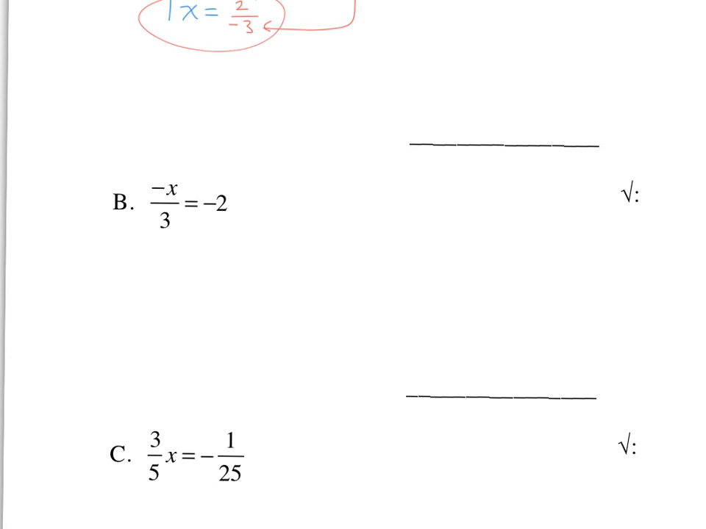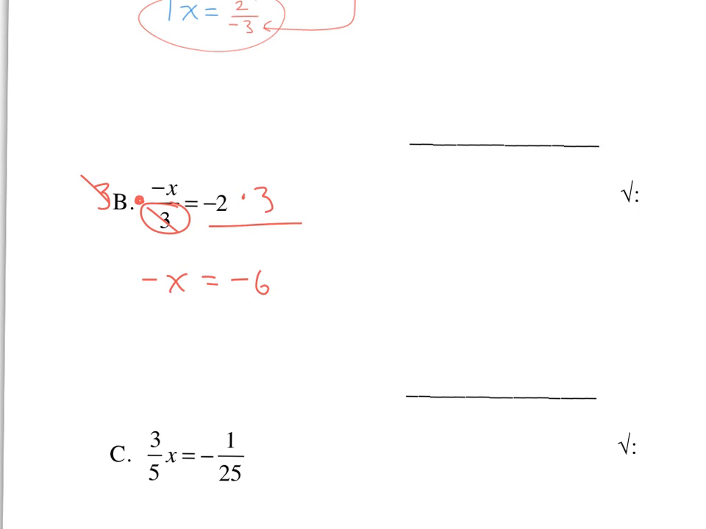Maria, what do you think? You have to multiply by 3. Okay, she says the opposite of dividing by 3 is multiplying by 3, so she wants to multiply by 3. If I do that, what am I left with? Negative x. What's 3 times negative 2? Is it okay to have negative x?